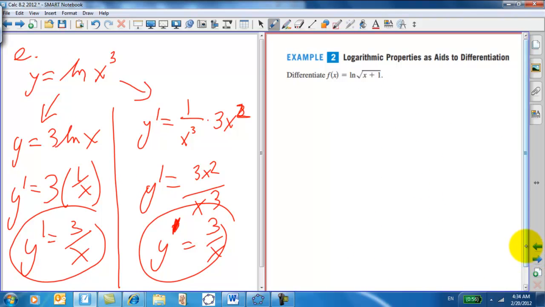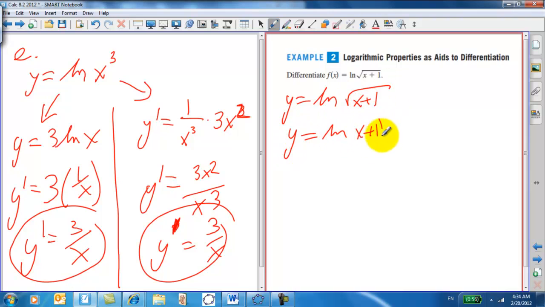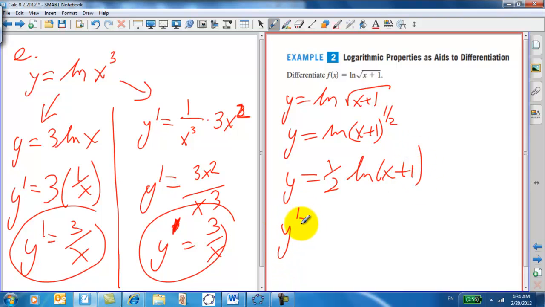Now, here's where log properties come to your aid. This really gets to be a complicated inner function, so it really helps to start off with a log property. That is, think of this as x plus 1 to the half power. And then the log rule says you can put the 1/2 down in front, outside, making for a much easier derivative. Now the 1/2 is a constant multiplier instead of a power.